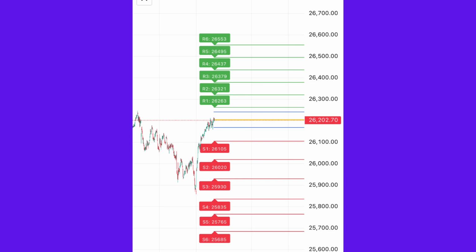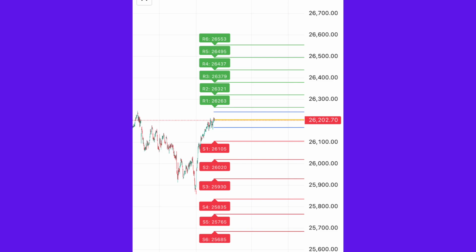Quick market overview. First, let's quickly recap where Nifty stands right now. Nifty closed around 26,202, holding strong above key intraday zones and showing good bullish momentum. The market structure today indicates strength, and momentum buyers were clearly active. But the key question is, will this momentum continue tomorrow morning? For that, let's go to the support and resistance levels.